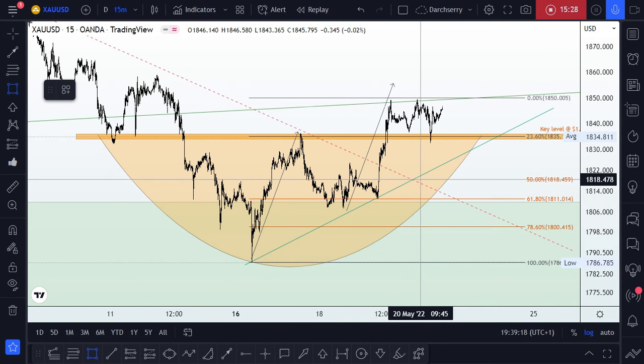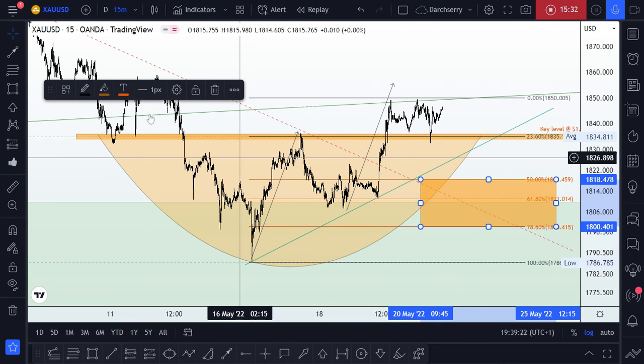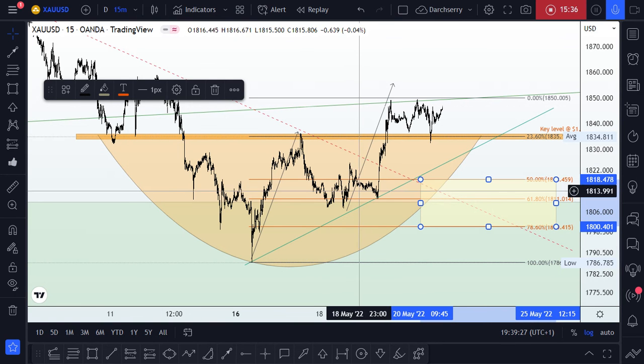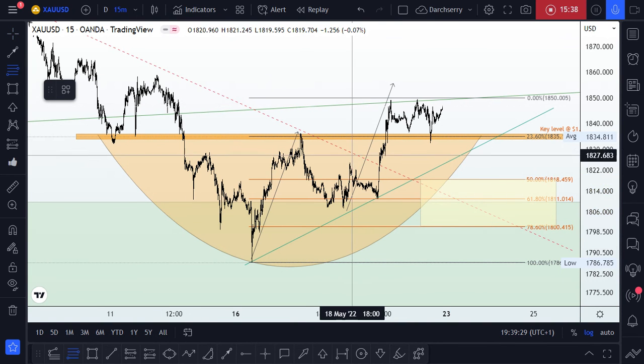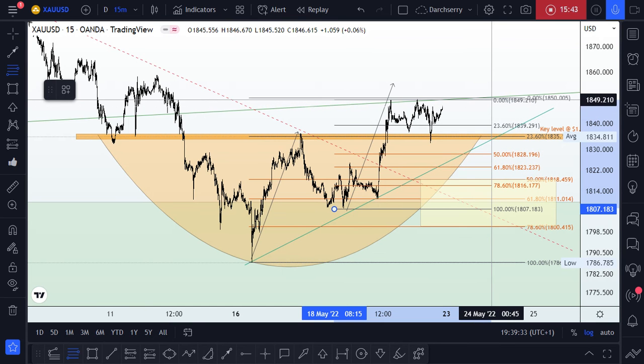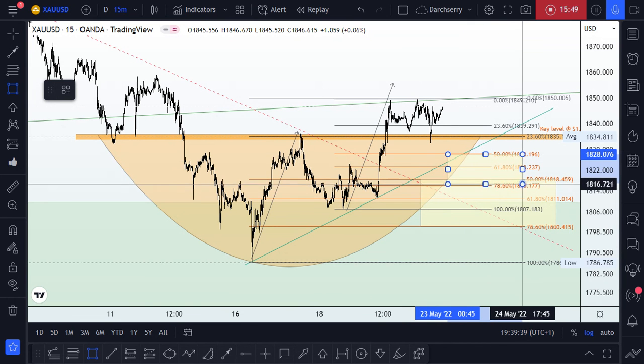So we want to be expecting price to probably come into this area to take advantage of that bullish momentum, or probably we use this impulse leg at this point to see how price is going to play, and then we have another buying opportunity zone right around this area.